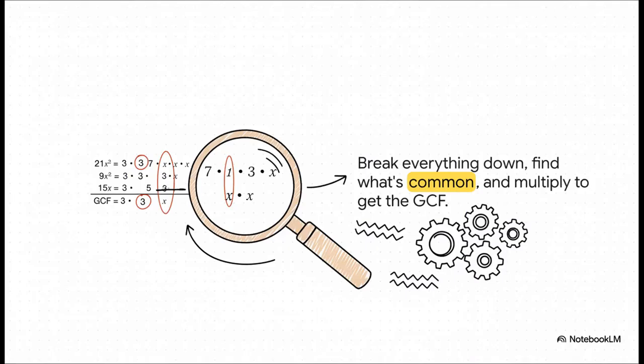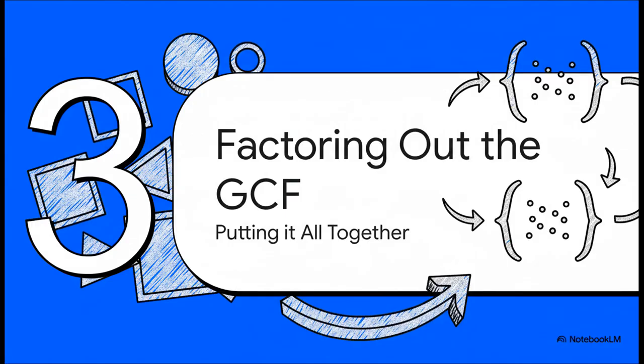Let's actually see what this looks like. Take a look at these 3 terms here. Once we break them all down, the pattern just jumps out at you. See how a 3 is in every single line? And see how there's at least one x in every line? That's what they all share. So we pull out that common 3, pull out that common x, multiply them together, and we get our GCF, 3x.